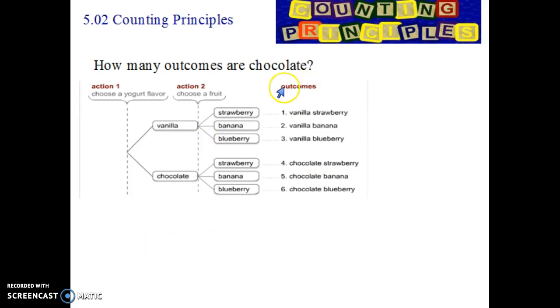So these are all the possible outcomes we would have. You follow your tree here. We can have vanilla and strawberry, that's number one, vanilla and banana, vanilla and blueberry. Or with our chocolate choices, we have chocolate and strawberry, chocolate and banana, chocolate and blueberry. If you'll notice, we have three choices that have vanilla in them and three that have chocolate. So total choices are 6, and we have 3 that are chocolate. That's similar to the first question you have on the quiz.